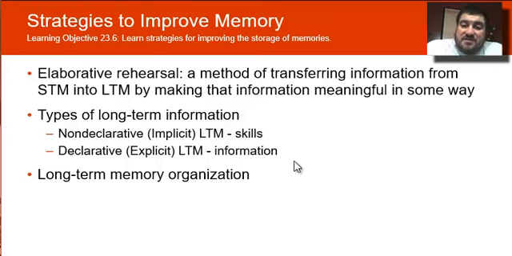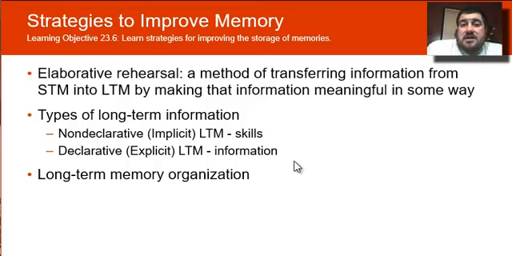Different types of long-term information. You have different types of memories. We have non-declarative and declarative. In class, I'll probably use the terms implicit and explicit. Implicit memories are skills that you have, and explicit memories are information that you have.